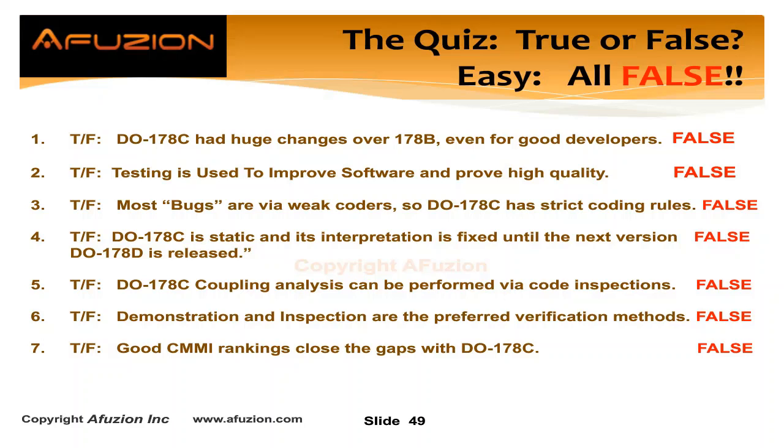Now, is DO-178C static? No. It's continually being interpreted via CAST papers, Certification Authority Software Team, by ACE advisory circulars, memos, certification memos in Europe. So it's continually changing. Work with your certification experts to close those.